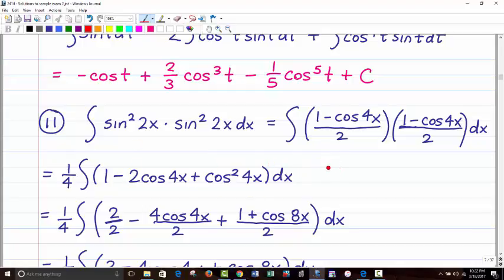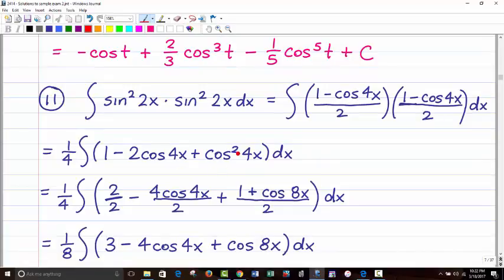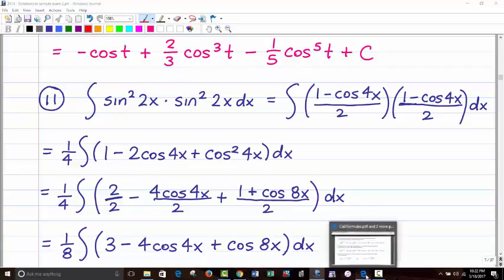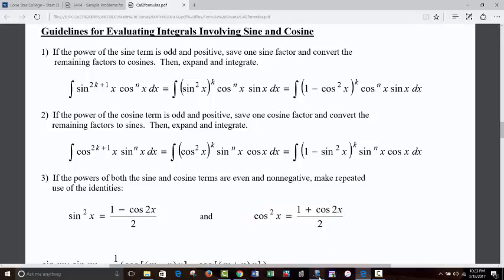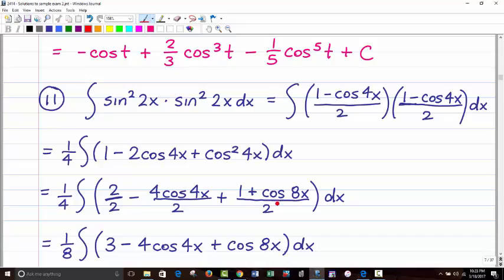Now what I did here, the cosine squared of 4x, you have to use the identity, well, actually use one for cosine, but you use this version of the identity right here. So it's (1 plus cosine of 2x) over 2. So you double the angle, so that makes it 8x. So we go from 4x to 8x over 2.